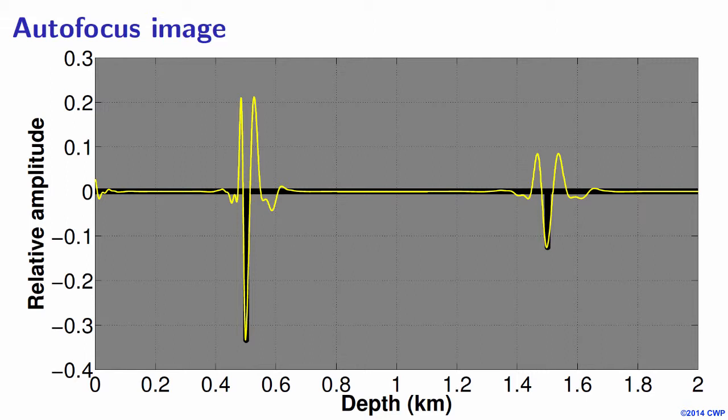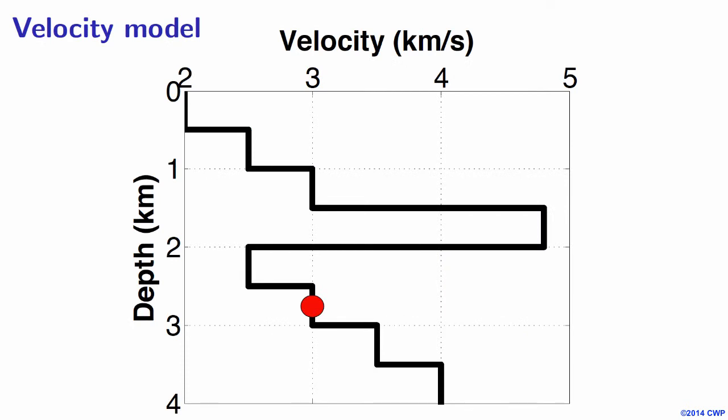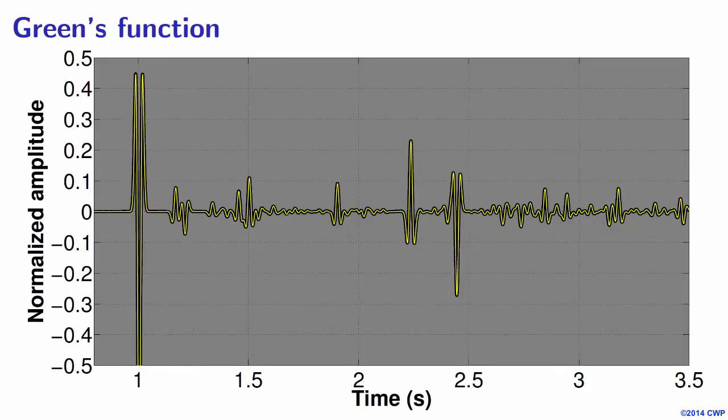Now if we were to move on to a more complicated model, yes, it's still 1D, but we have a very high impedance layer, generic of what we see in a salt regime. The red dot shows the virtual source for the retrieved Green's function. Again, in yellow is the retrieved Green's function, and in black is the model Green's function with the exact velocity model. Again, to retrieve this Green's function, all we need is a smooth velocity model and the reflection response.